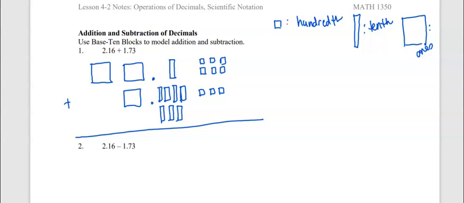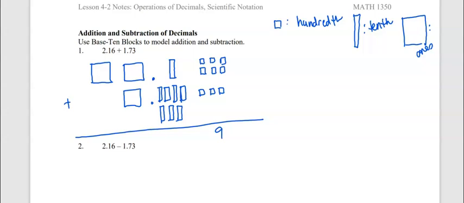Now, when we do add those, when we combine, we would add our hundredths with our hundredths. So we have 6 of those small cubes plus 3 of those small cubes, which would give me 9. And I'm not going to have you write the answer in base 10 blocks. We're just using the base 10 blocks to combine blocks to get the summation. So we have 6 of those, and 3 of those is 9 of those.